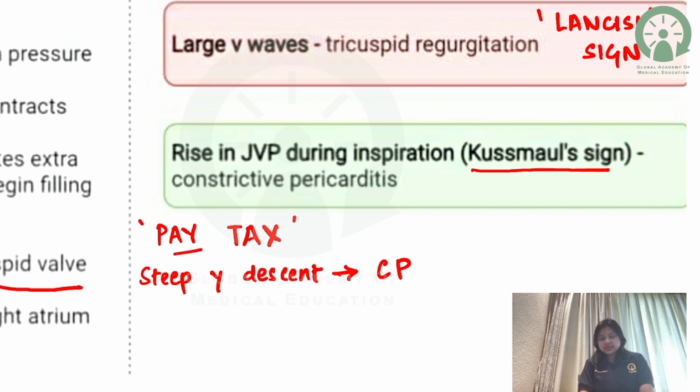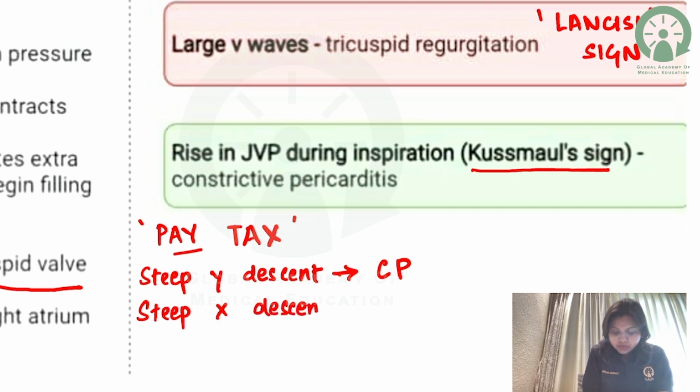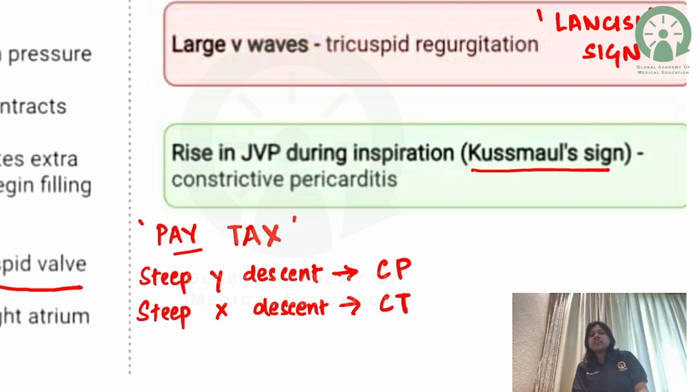Whereas what is TAX? That is steep X descent, which is going to be found in cardiac tamponade. So in cardiac tamponade, you're going to get a steep X descent. Clinically, you're going to get muffled heart sounds, hypotension and elevated JVP. Remember, in cardiac tamponade there is an absent Y descent.